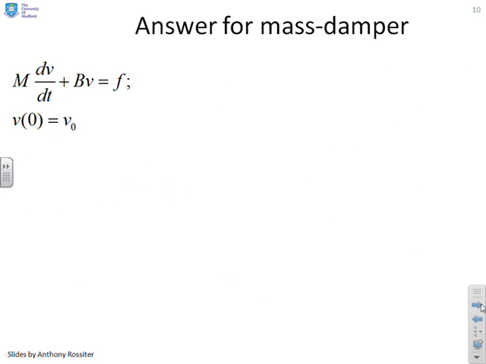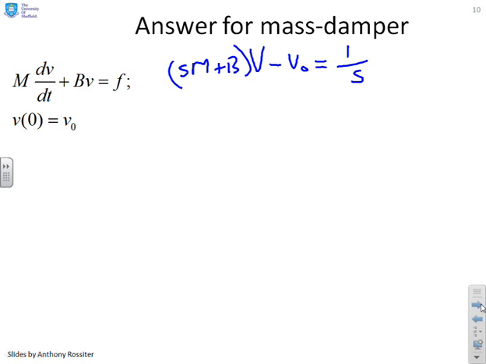Here's a question. I've got the mass damper system, m dv dt plus bv equals f, and I've got an initial condition v of 0 equals v subscript 0. And I want to solve for the velocity. And you'll notice I've not put numbers in because you can actually solve this one entirely algebraically. So let's do that. If we take Laplace, we get sm plus b into v minus v0 equals, now we're assuming f is a unit step, so I'm going to put f equals 1 over s.